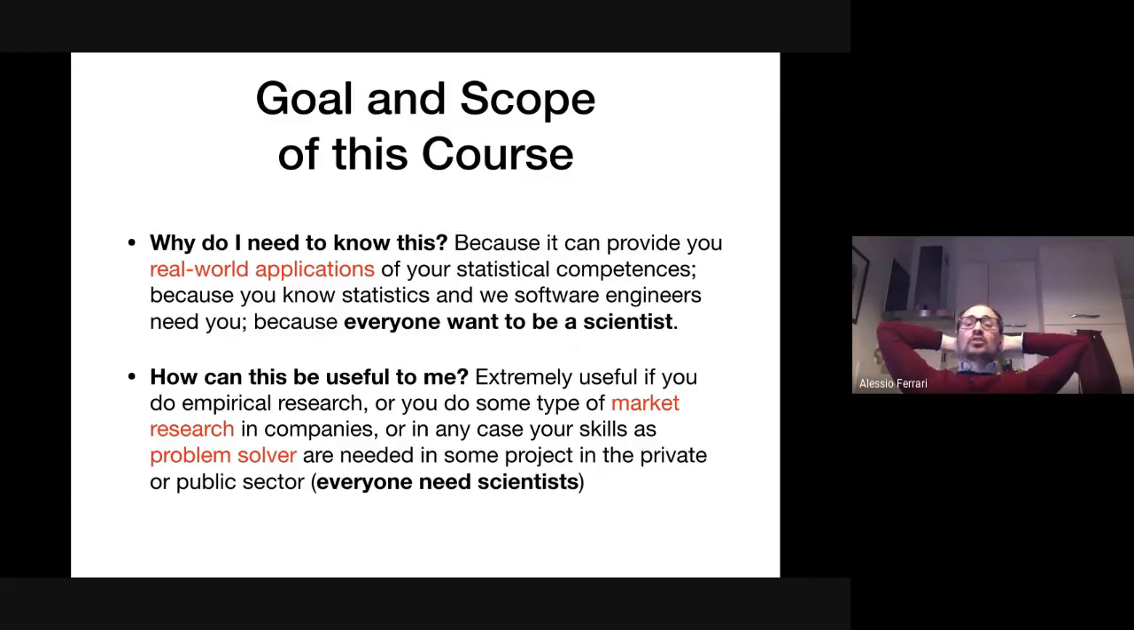For example, if you need to do some market research in companies to understand what is the feeling of people about a certain product, that can be a software product or another product, it doesn't matter, you may need the skills that you will learn in this course. And it can help you also to improve your skills as a problem solver, which is always needed in any company, both in software engineering and in other contexts.